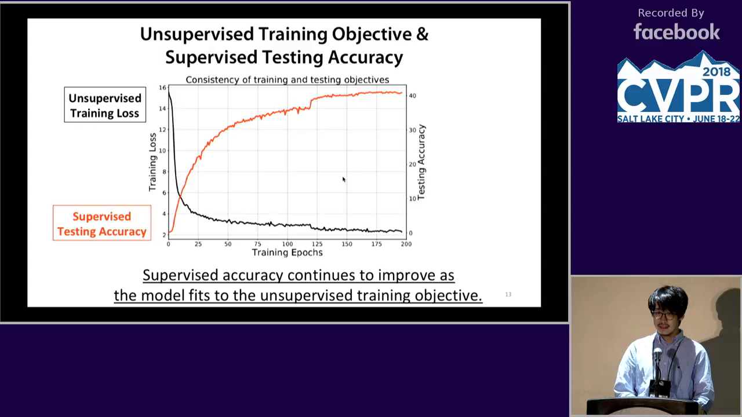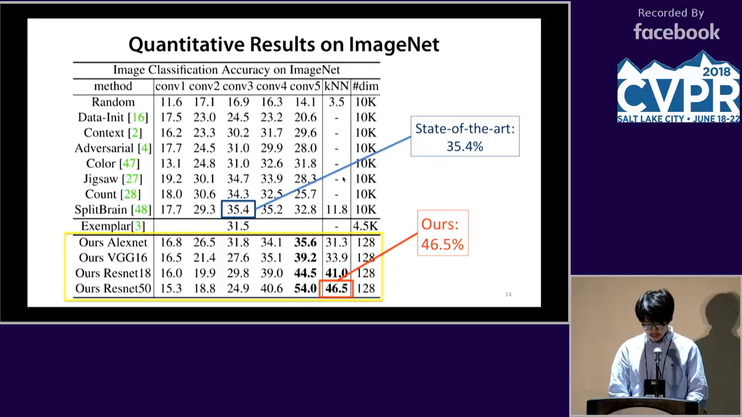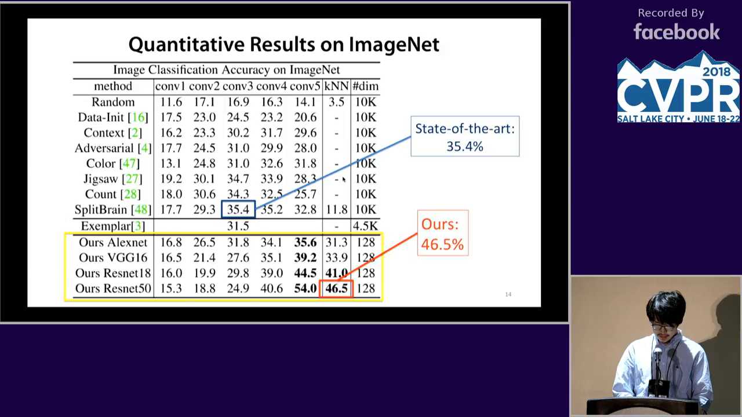The table shows our main results on ImageNet classification. Our best model achieved a top one accuracy of 46 with just 128 dimensional features. Previous state-of-the-art can only achieve around 35 with 10,000 dimensional features with a linear SVM.